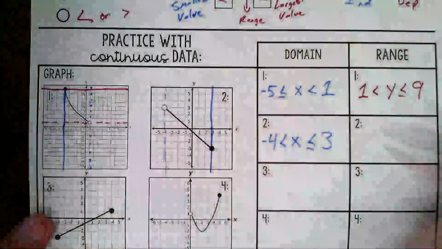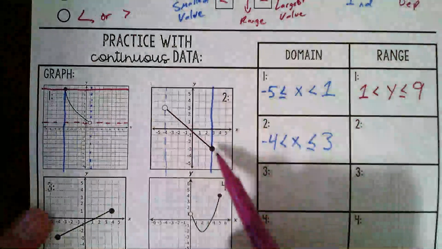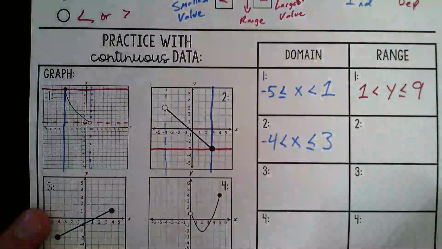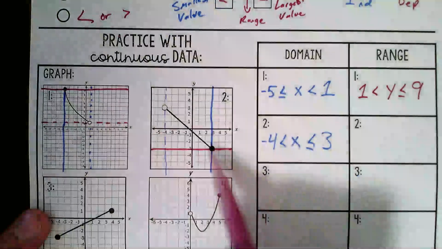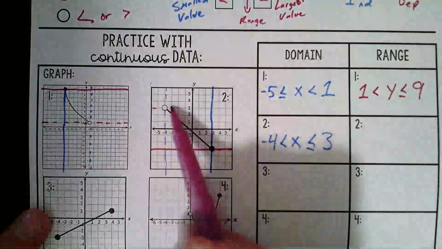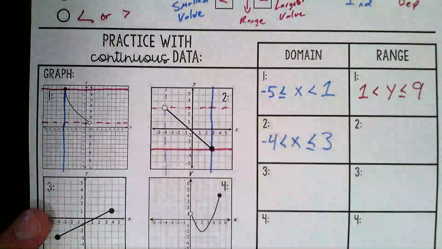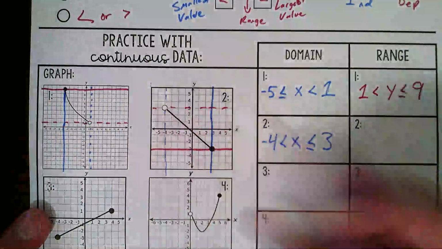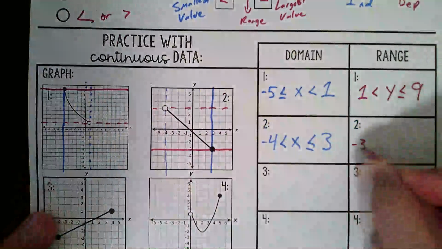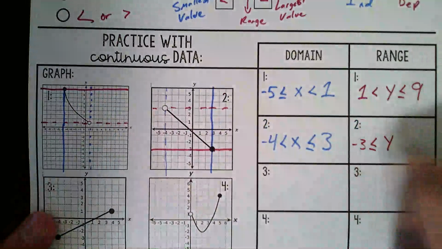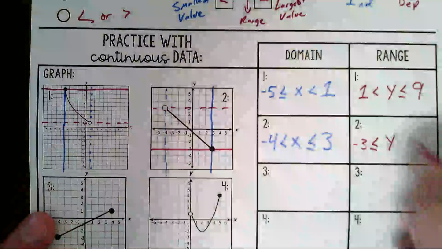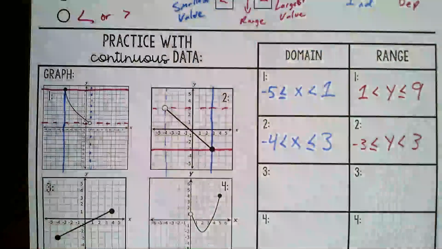For my range, I go to the very bottom of the graph, which is right here. This is the lowest part of the graph. I make a solid line because that's a solid dot. I go to the highest part of my graph, which is right here, and I make a dotted line because that's an open circle. So my lowest y value is -3, less than or equal to y, all the way to my top y value, which is 3.